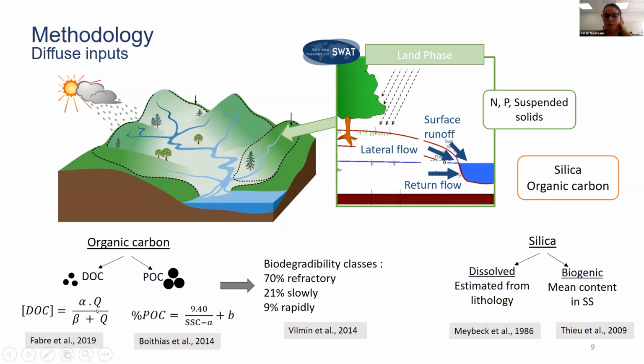Another part is also to put this in 3 classes, because it's what RIVE requires: 3 classes of biodegradability. And we can use the percentages that were given by Villemain. And then for the silica, the solution we encountered, what's already done for RIVE, is to estimate from lithology for the dissolved silica and to use a mean content for the biogenic. So it's less precise than what SWAT gave, but for now it's what we have. Maybe we'll improve that.